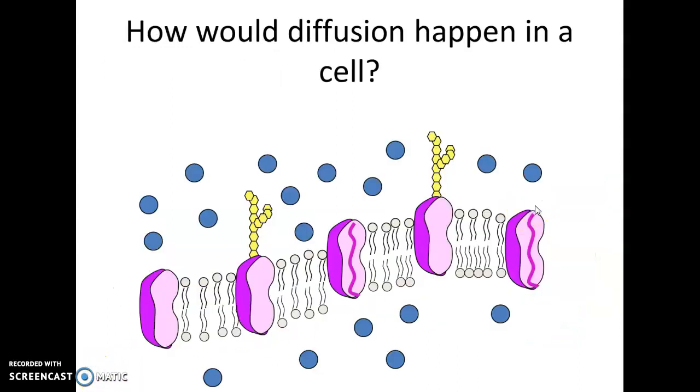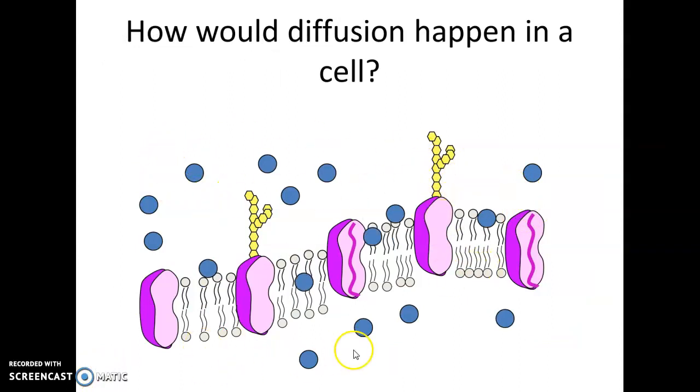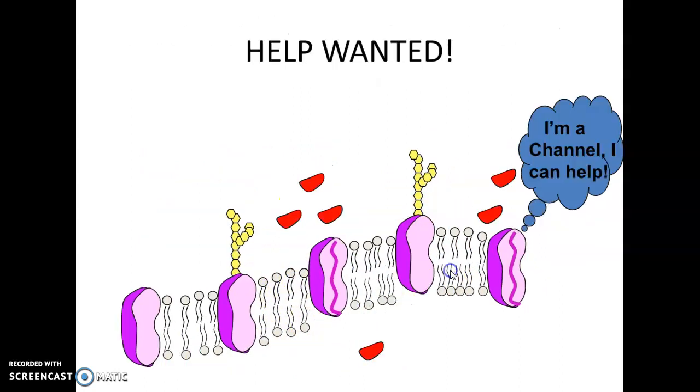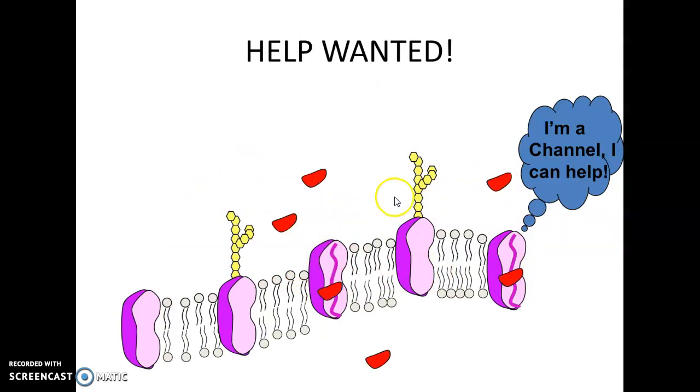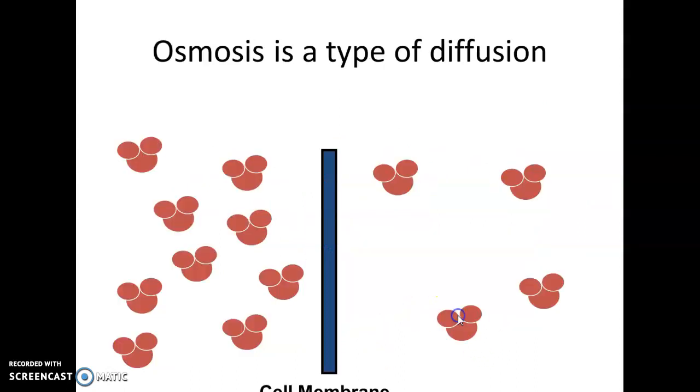Here we see diffusion happening. We're going from an area of high concentration to low, and we're able to just pass through that phospholipid bilayer. This is facilitated diffusion. We're still going from high to low, but we're having to use those channel proteins to help us move through the membrane.